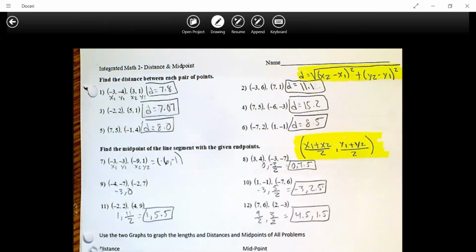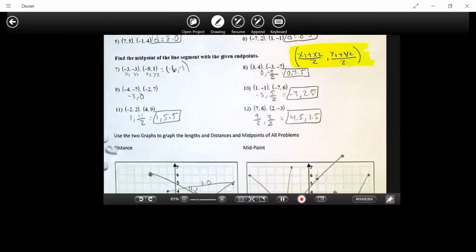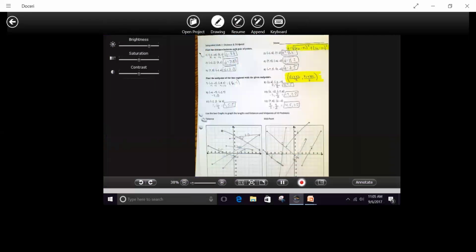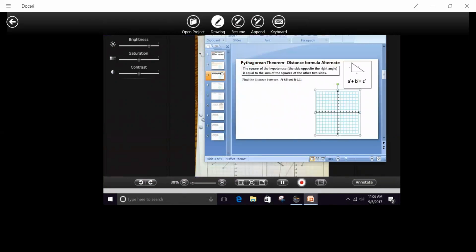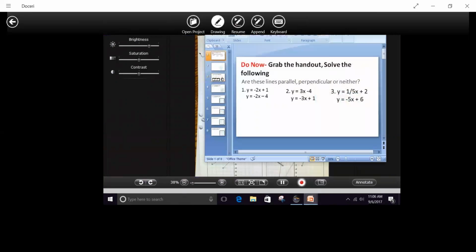Negative 1.5. 0, comma, negative 1.5. Okay, you guys are checking them out. I don't see anyone really writing, so I'm going to go. You weren't required to graph them.